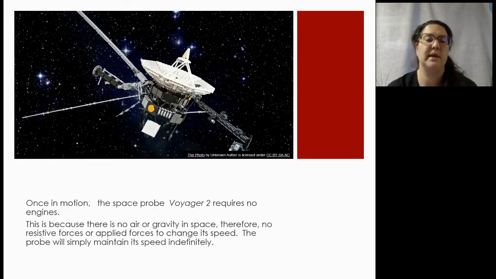So like I said, because there's no air in outer space, objects will move nearly indefinitely without any engine or force applied. So once in motion, the space probe Voyager 2 requires no engines because there's no air, no gravity, no resistive forces or applied forces to change its speed. So the probe will maintain its speed indefinitely.